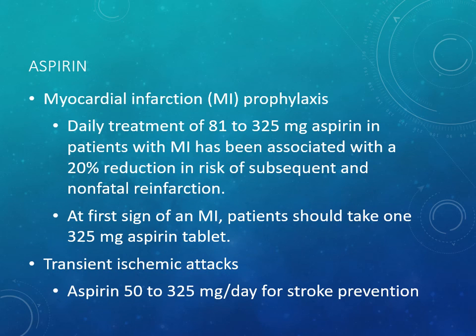We do use aspirin for myocardial infarction prophylaxis, so daily treatment is generally with low dose of 81 up to 325 milligrams of aspirin, and that's been associated with a 20% reduction in reinfarction. At the first sign of an MI, patients should take one 325 milligram aspirin tablet, and we also can use it for TIAs.